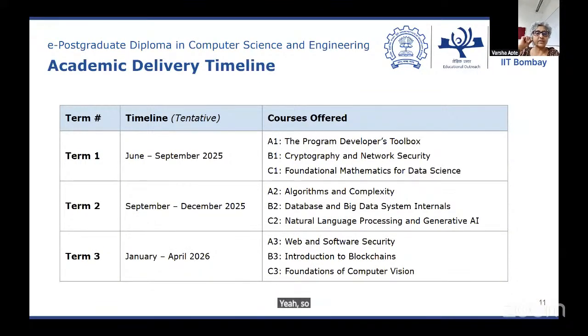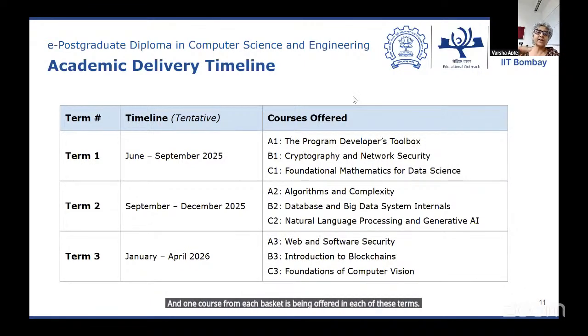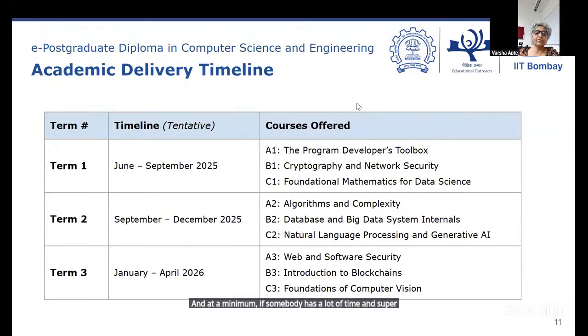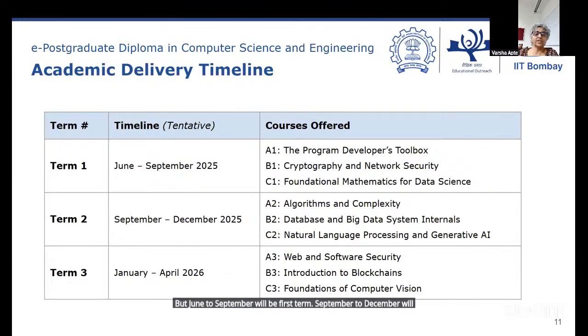Yeah, so the delivery timeline for this, as I said, if there is somebody with a lot of free time and full commitment to this, then we are operating in the mode of 3 terms in 1 year, each roughly 3.5 months in duration. And 1 course from each basket is being offered in each of these terms. You can see A1, B1, C1, A2, B2, C2, A3, B3, C3. At a minimum, if somebody has a lot of time and is super committed, they can actually finish in 1 year. It's likely not possible for working professionals. But June to September will be the first term. September to December will be the second term. And January to April will be the third term, with the spread of courses from each of the baskets. So over to my colleagues for the rest of the slides. Thank you.